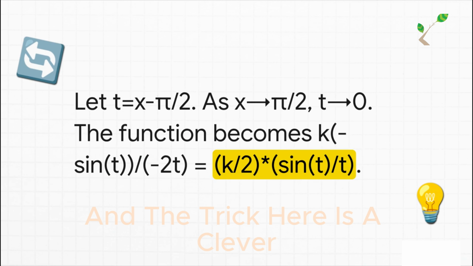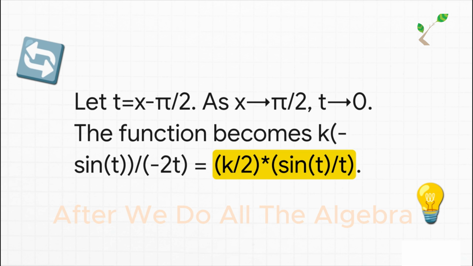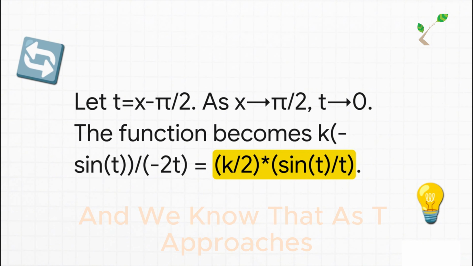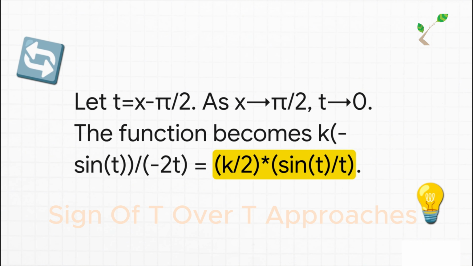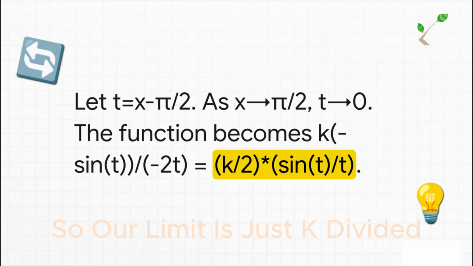And the trick here is a clever substitution. Let's create a new variable, t, and set it equal to x minus pi over 2. Why do this? Because as x gets really close to pi over 2, our new variable t gets really close to 0. And we have some great limit rules for when things approach 0. After we do all the algebra with the substitution, the whole messy expression simplifies beautifully into k divided by 2 times sine of t over t, and we know that as t approaches 0, sine of t over t approaches 1. So our limit is just k divided by 2.